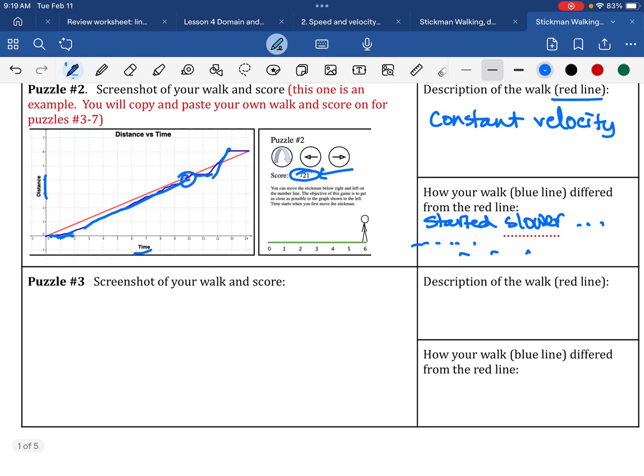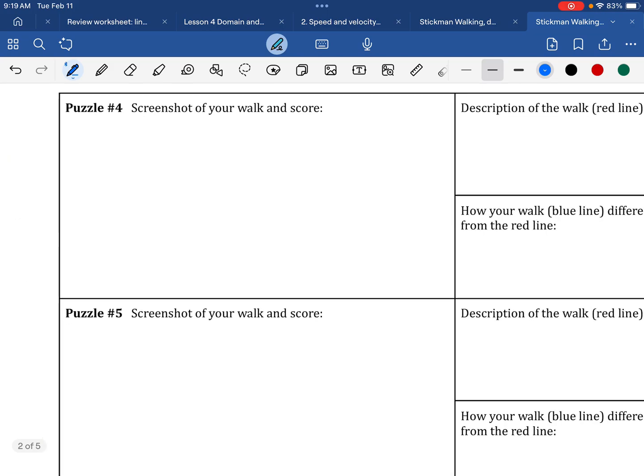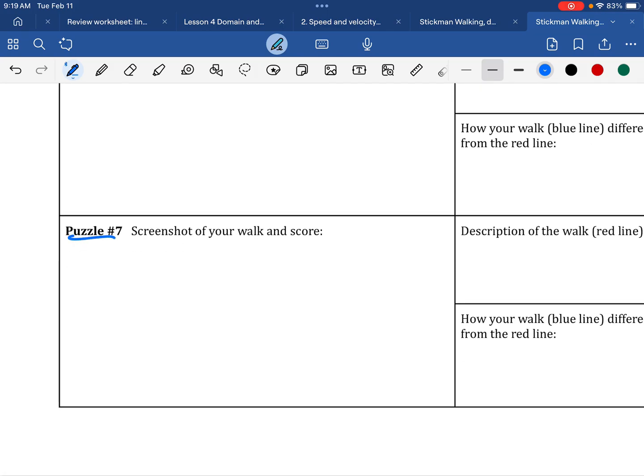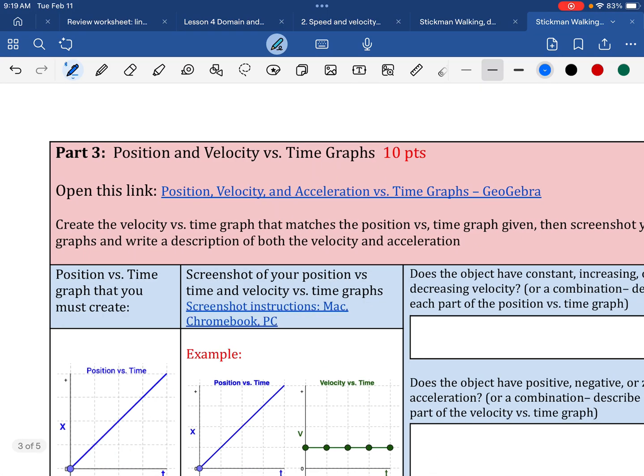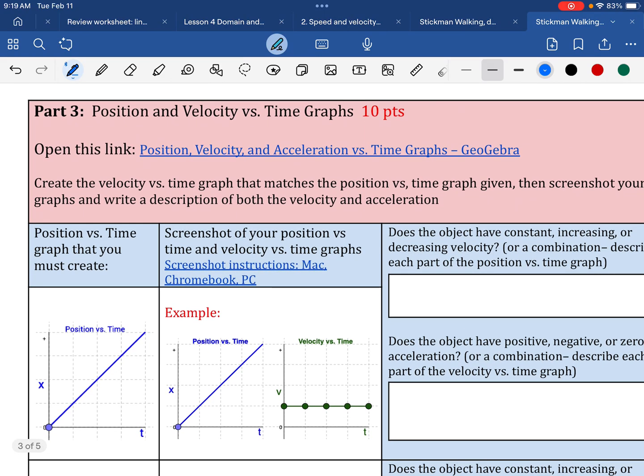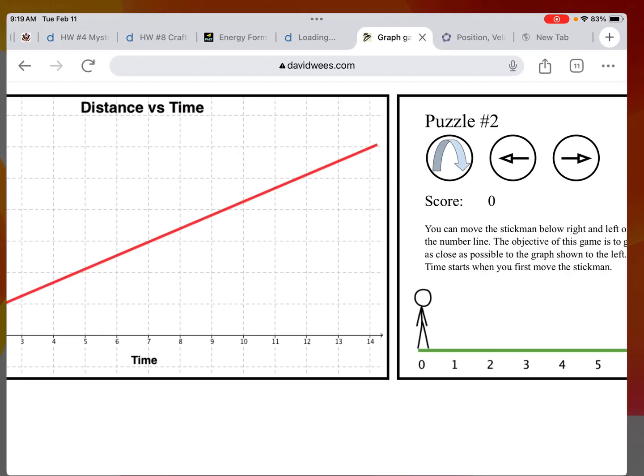And then you're going to click through the puzzles. So you can click this arrow here and get to puzzle 3, and you try to match it again and write the descriptions, and then you'll do all the way to puzzle 7. The next part of the lab, part 3, is position and velocity versus time graph. So here we're going to go to a different link, and this one I will open up to show you.